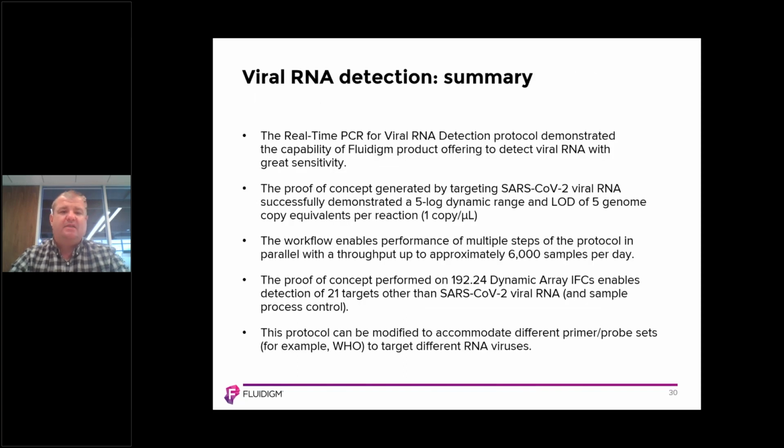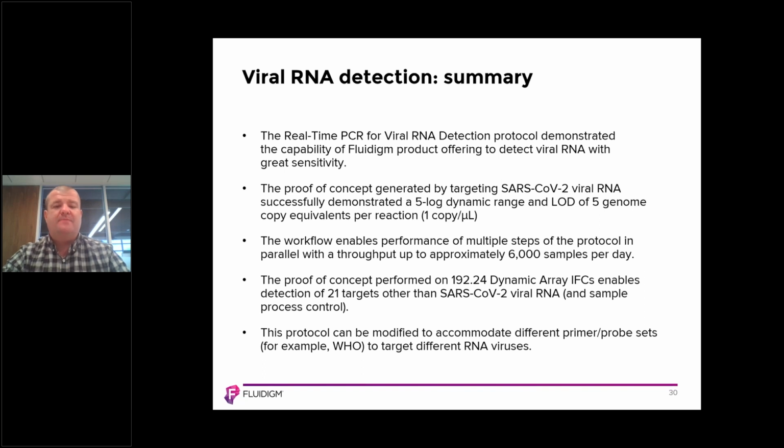The key takeaways for our protocol for viral RNA detection is that the Fluidigm real-time PCR viral RNA detection protocol demonstrates the capability of Fluidigm to detect viral RNA with great sensitivity. The proof of concept data that we've presented in today's webinar targeting SARS-CoV-2 viral RNA demonstrates a 5 log dynamic range and a limit of detection of 5 genome copy equivalents per reaction. That means we're down at 1 copy per microliter.